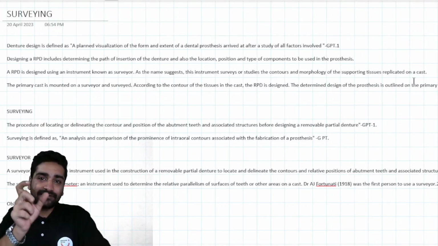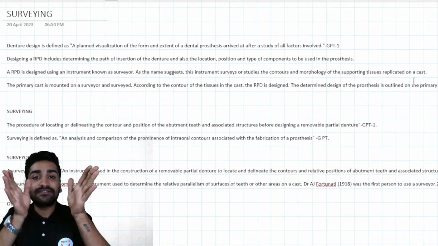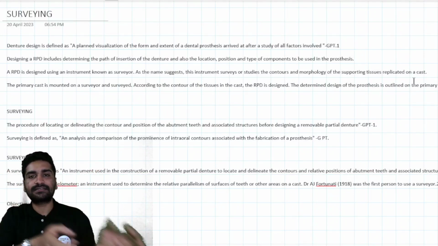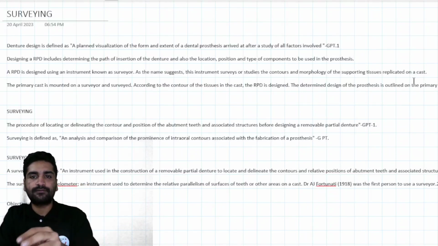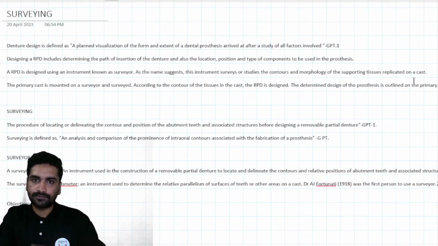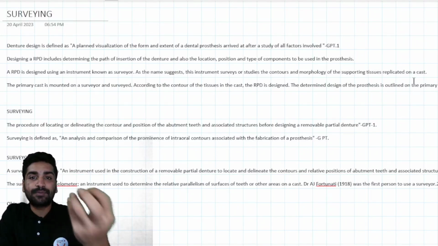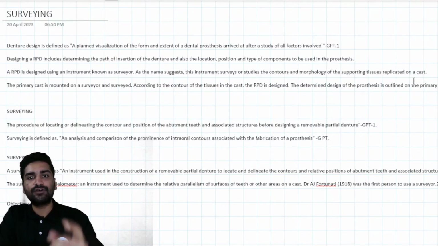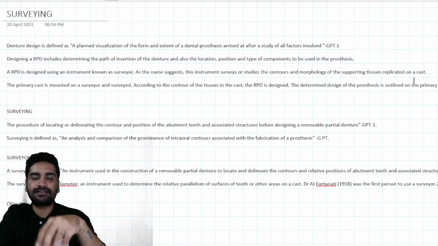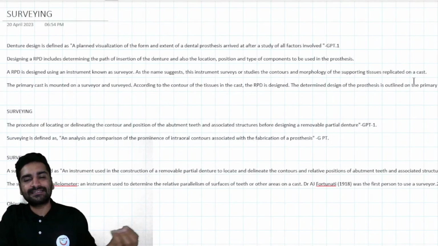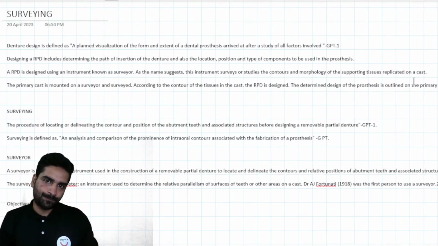So if I break the words cast, partial and denture, it's something which is casted. Casted means the molten metal is poured into a casting mold where it will take the shape of the mold, right? That is what is called casting in layman terms. As we prepare a single crown, we make a wax pattern of the crown, do the investing, melt out all the wax and put the molten metal inside it, so it takes the shape of the crown.